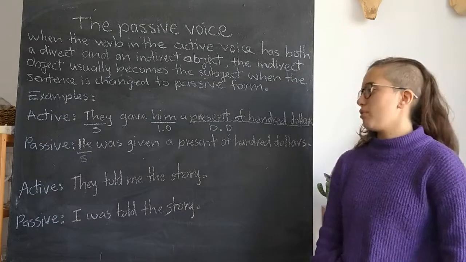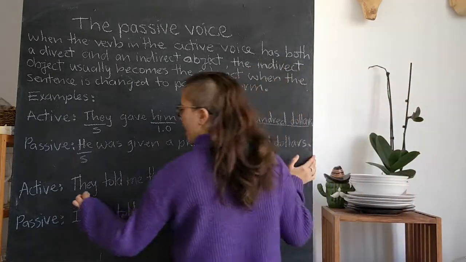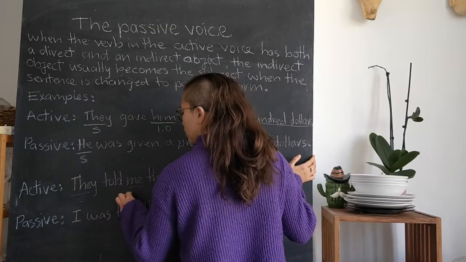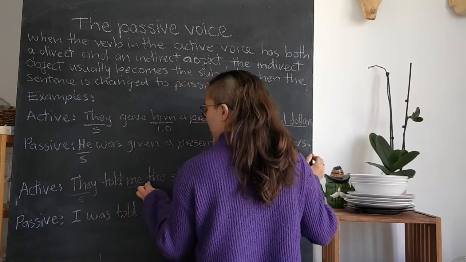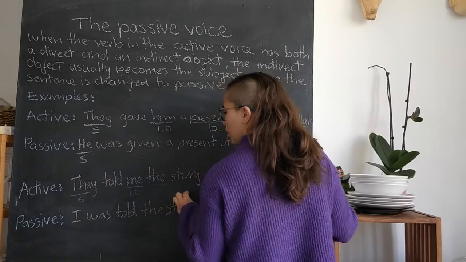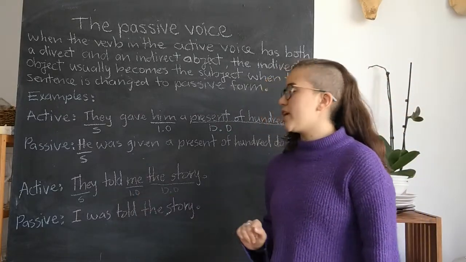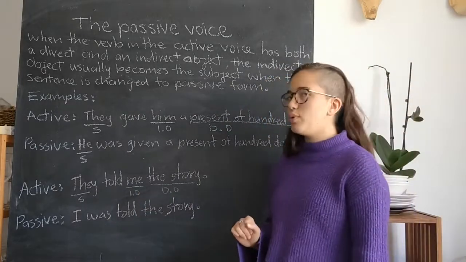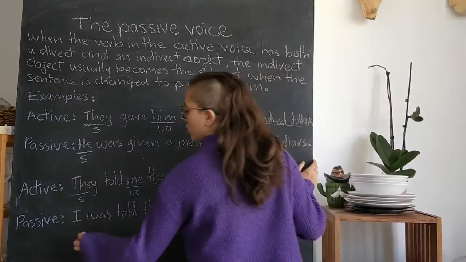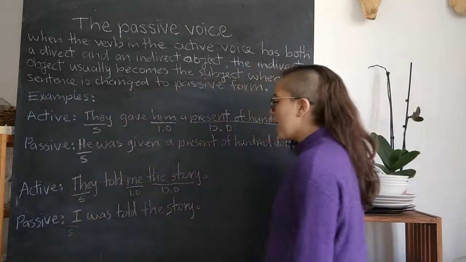Here's another example. They told me the story. They is the subject. Me is the indirect object. And the story is the direct object. So in passive voice, we use the indirect object as our subject. So we would say, I was told the story. So I becomes the subject. I was told the story.